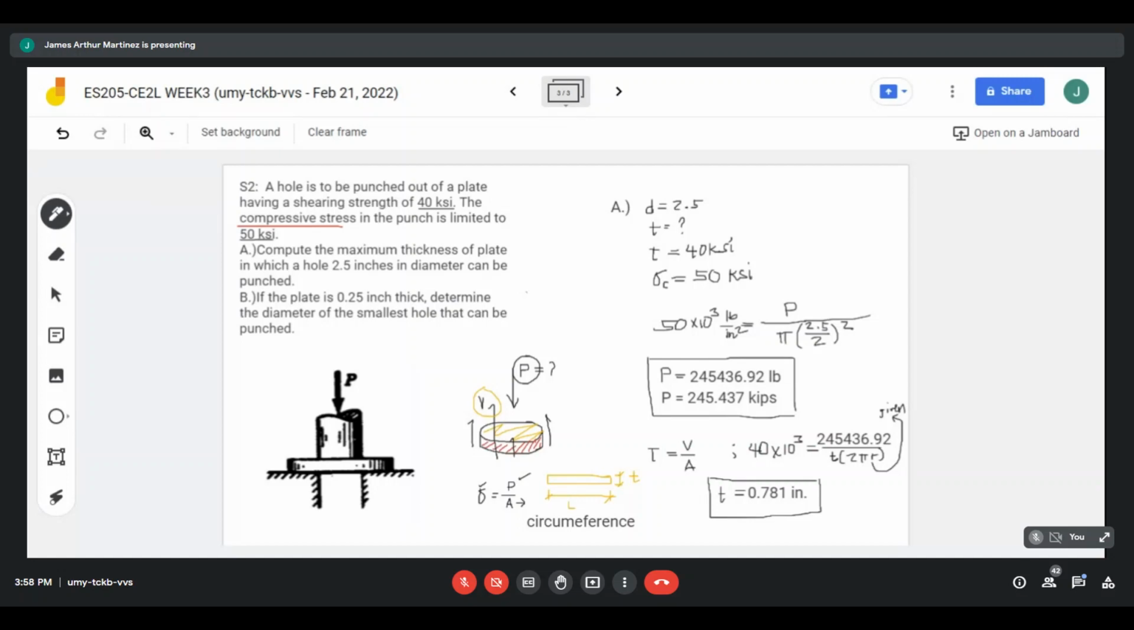Okay, for a while. 7.8 inches. No, it's not 7.8. Let's just convert it to centimeters, okay?